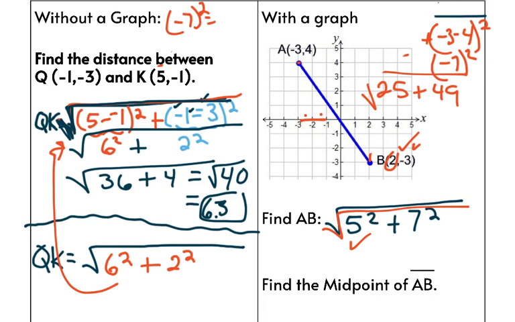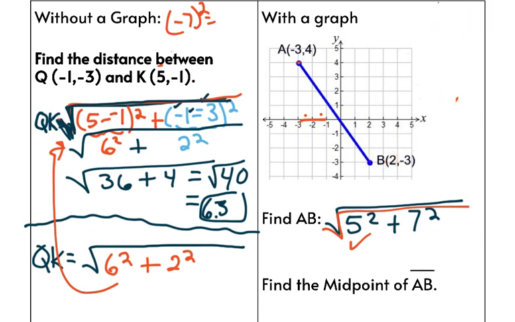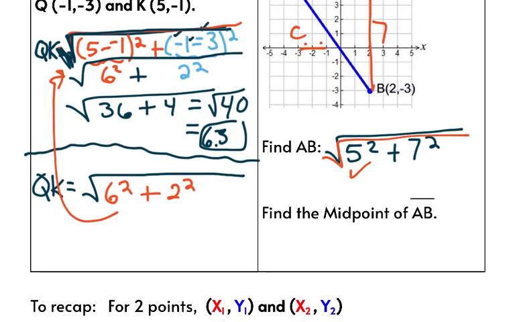So again, if I was presented with a graph and it asked me how far that was, I'd go 5 squared plus 7 squared equals the hypotenuse squared, and I need to square root it. So I would just go how far apart are the x's, how far apart are the y's, square root it.